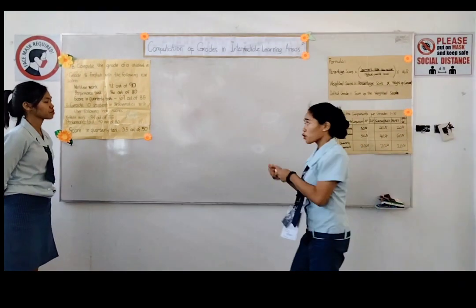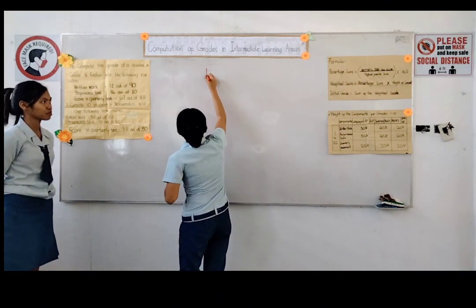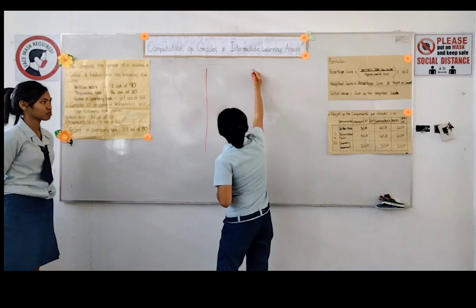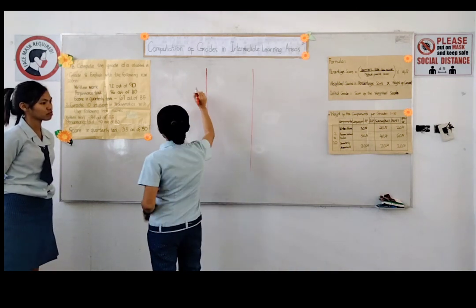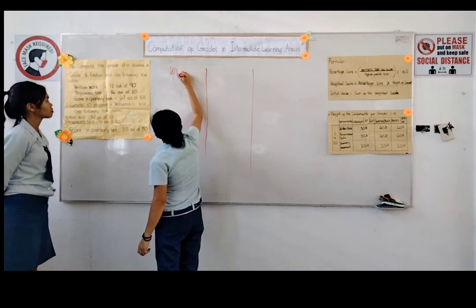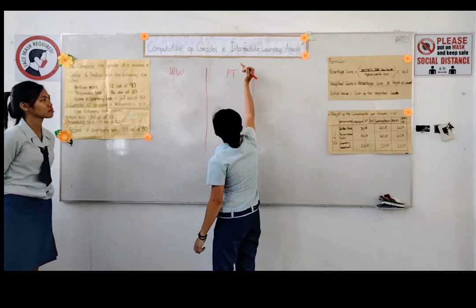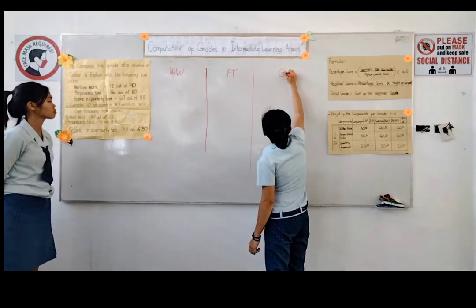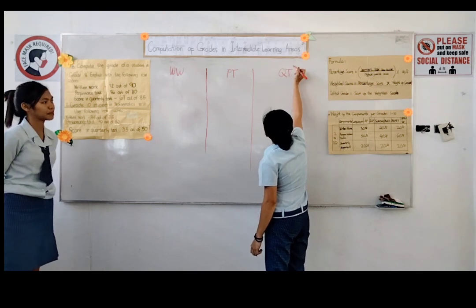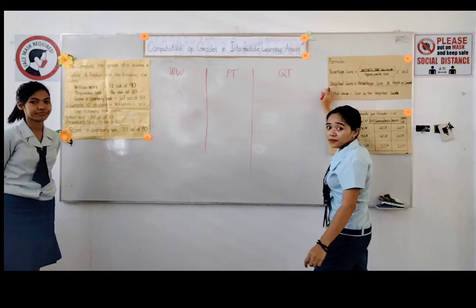So now we have to compute in order to get the PS and the WS and the initial grade. We have here written work, performance task, and the score in quarterly test. So we will be using the percentage score.